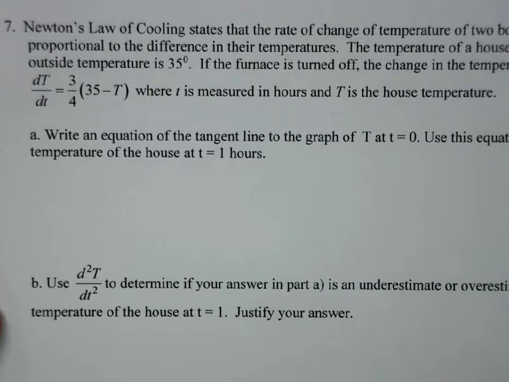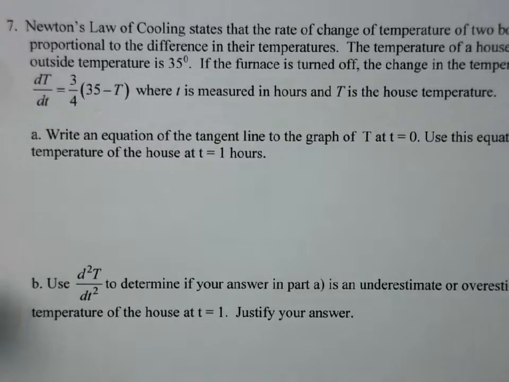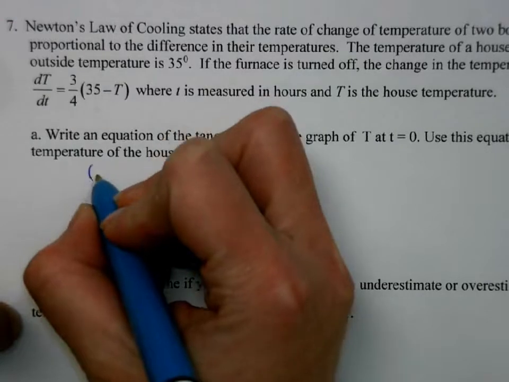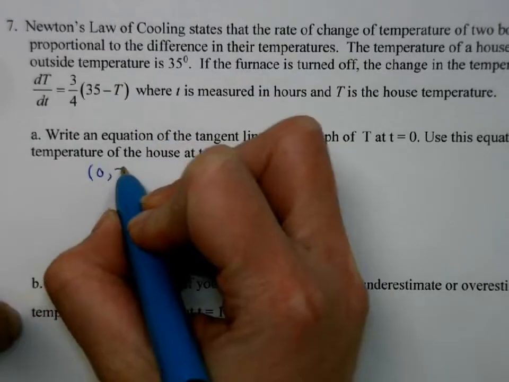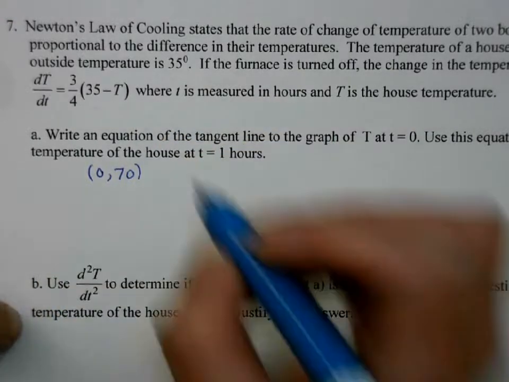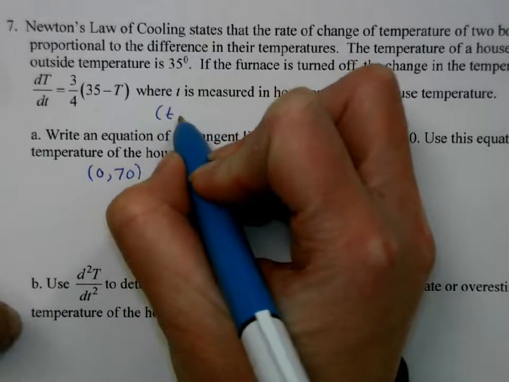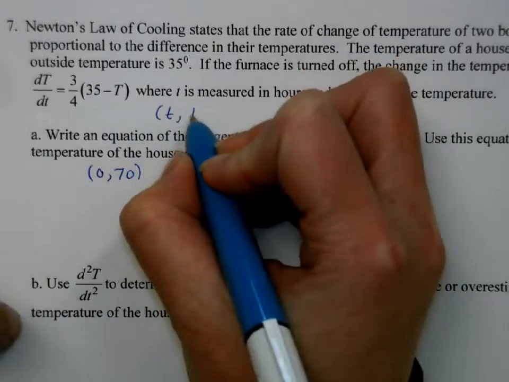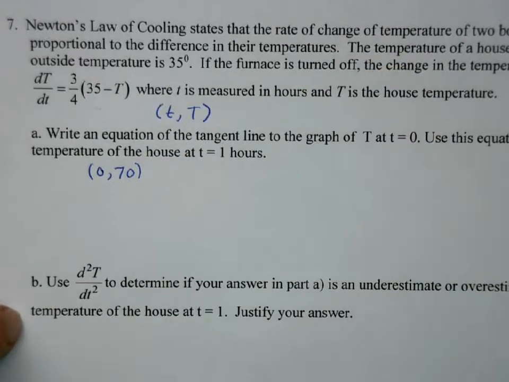So we're going to write the equation of a tangent line to the graph of T at t equals 0 and use this to see what the temperature is going to be in 1 hour. Well, if we want a tangent line, we need a point and a slope. So at t equals 0, our temperature is going to be 70. This is a little bit different: our x's are little t, our y's are big T. The slope, though, is going to depend on just what big T is.